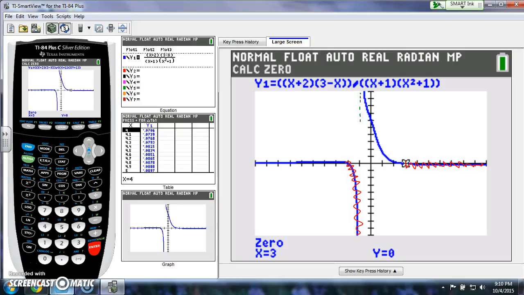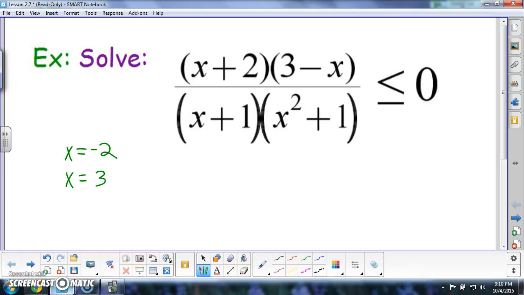There appears to be a vertical asymptote right there at -1. That's an undefined value. The graph appears to be getting closer and closer to that vertical asymptote at -1, but never touching it. How do I know that? Well, if we go back to the inequality, take a look at this right here. The factor on the bottom will help you identify your vertical asymptotes.